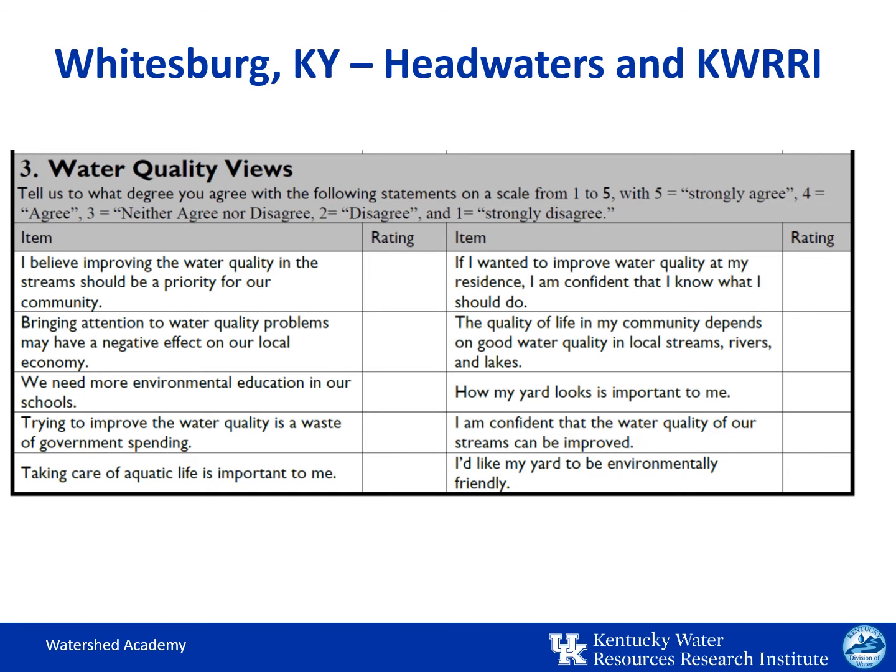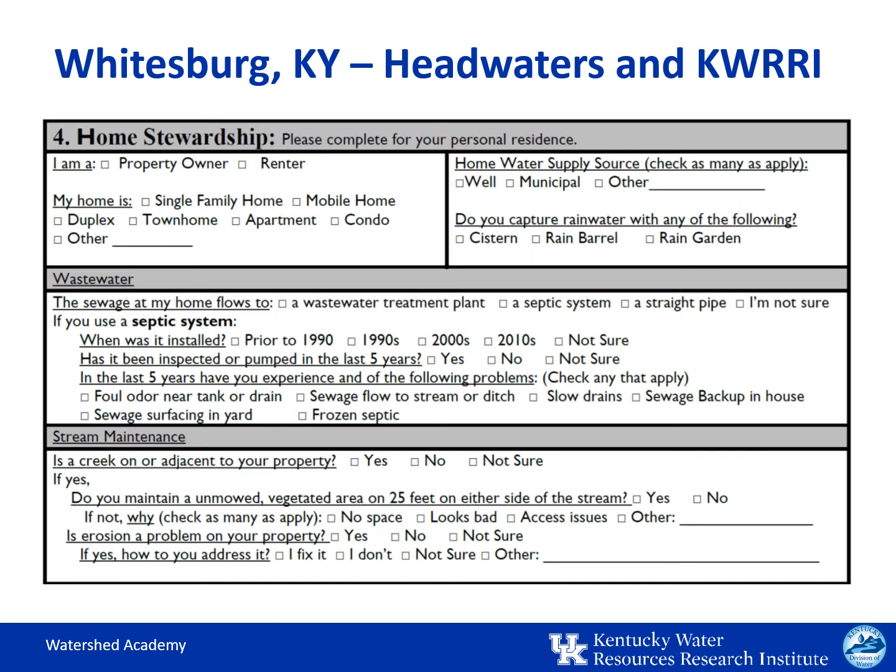Also a section on water quality views, in which both positive and negative statements are recorded. For instance, I believe improving the water quality in the streams should be a priority for our community, or bringing attention to water quality problems may have a negative impact on our local economy. These allowed respondents to not be pushed one way or another. And finally, there was a section evaluating their home stewardship, including questions on wastewater systems, stream maintenance, as well as other items not shown here, including animal waste, lawn and garden care, and issues affecting and limiting their personal property management.